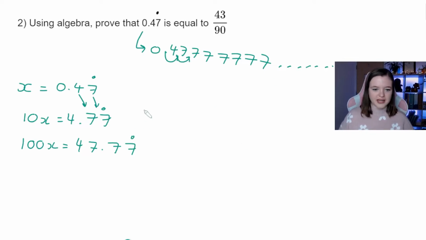And let's have a look again. Are there any that have matched this here? And yes, this one does. So then we stop, right? Because we've got two numbers with the same decimals that match each other. So then what we're going to do is subtract them.